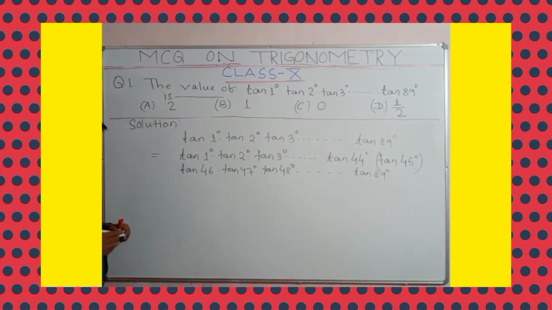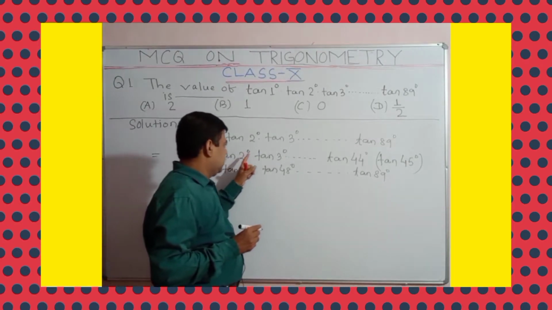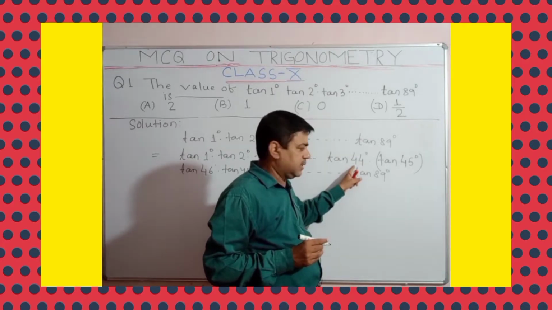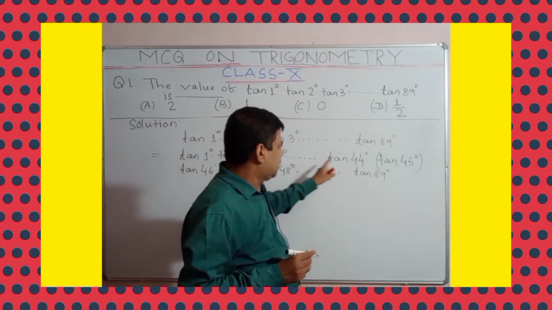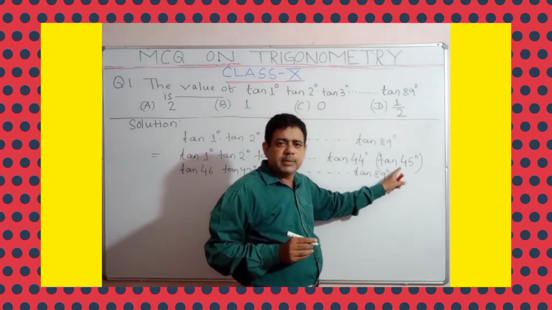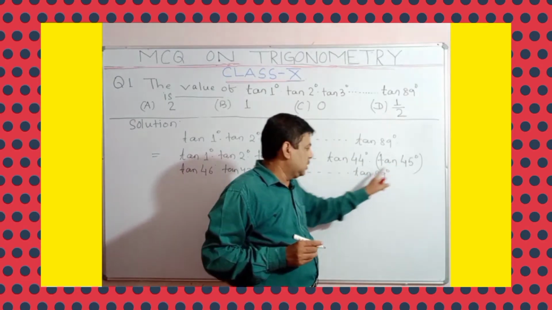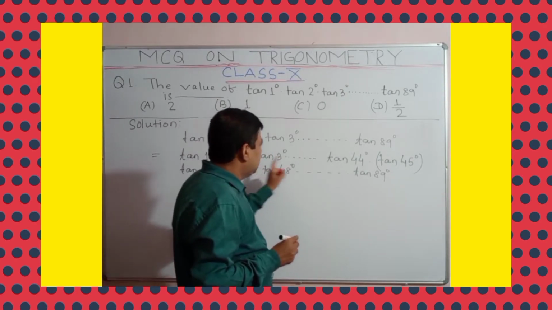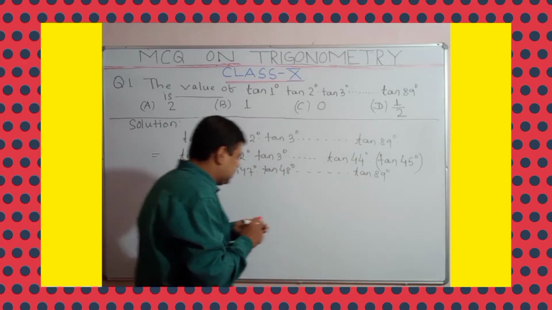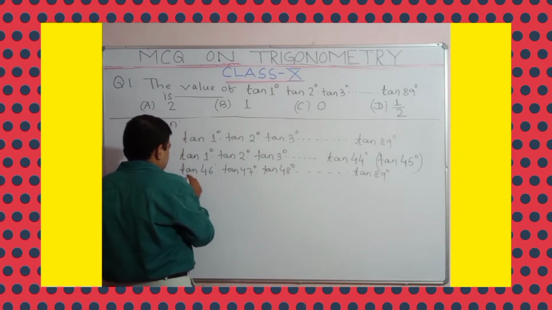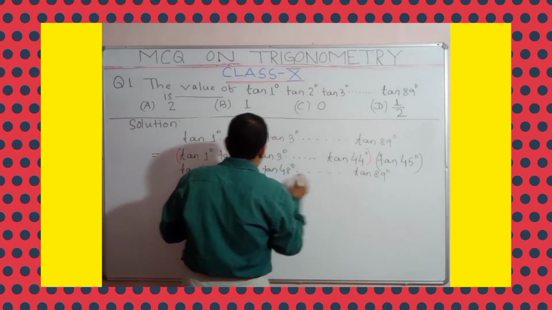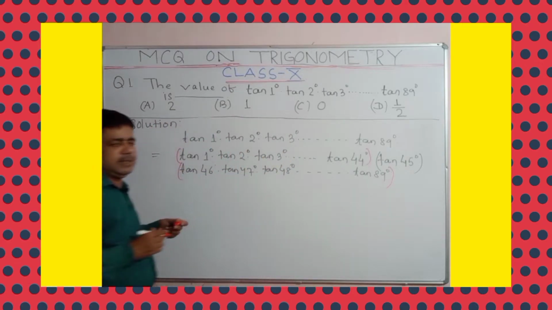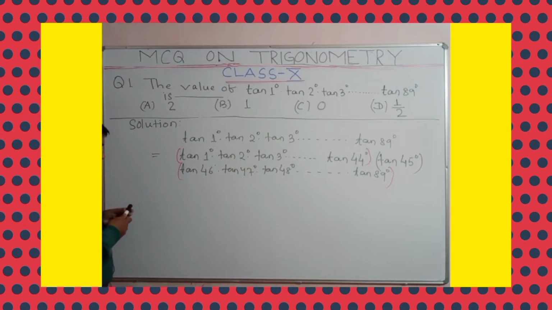You see, tan 1 degree, tan 2 degree, tan 3 degree up to tan 44 degree is 44 times. And after these 44 times, this is tan 45 degree. Again, after tan 45 degree, tan 46 degree into tan 47 degree up to tan 89 degree, how many times? It is also 44 times. Yes or no?